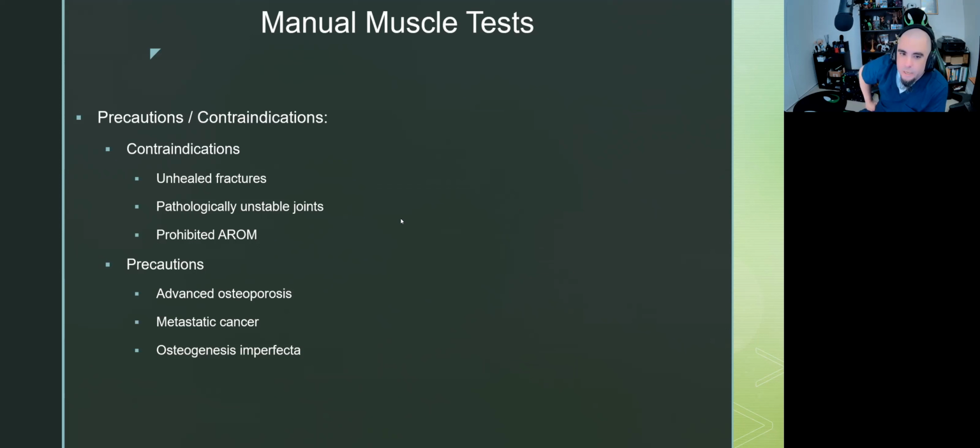So what are some contraindications and precautions? Well, contraindications: any unhealed or unstable fracture, we do not want to start manual muscle testing them because we could really move that fracture. We could turn an unstable fracture into an open fracture.